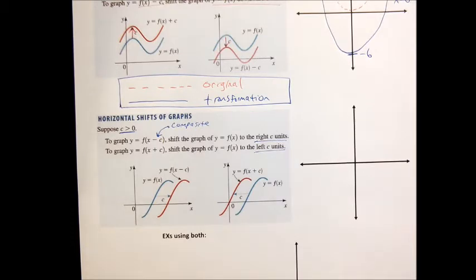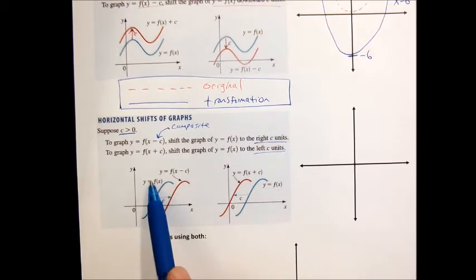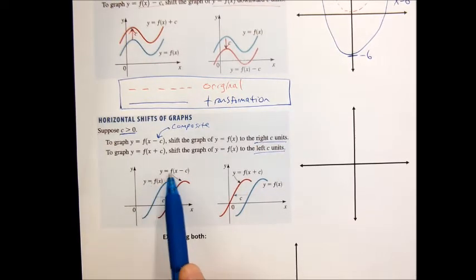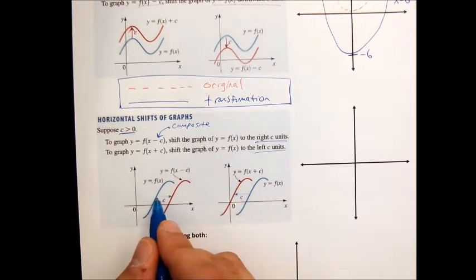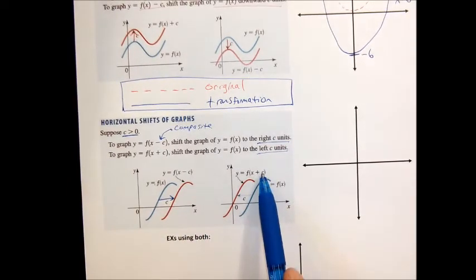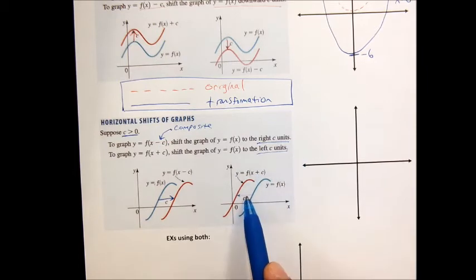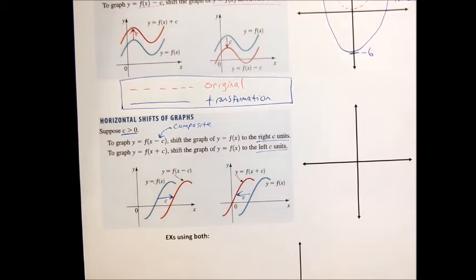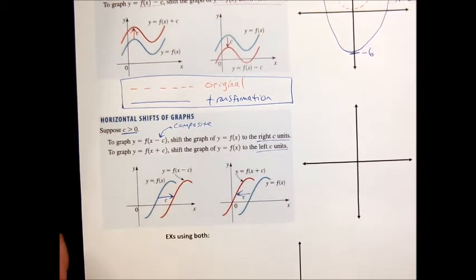And so this is what it looks like pictorially. If this is our function, f of x, then if we plug in a negative c, it just moved that thing to the right c. And if we have f of x as the blue, and we plug in an x plus c, it moved it to the left. So let's look at an example.